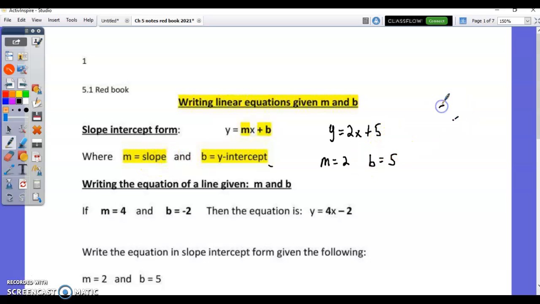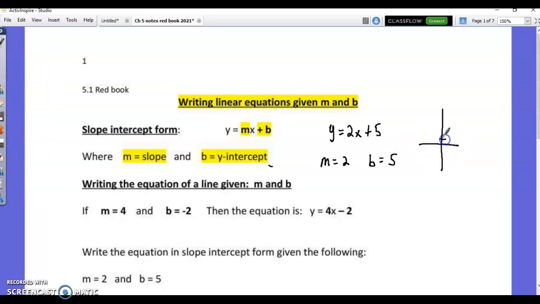So you would plot your point at your y-intercept, and then you would do what your slope is. So for example, on this particular equation, you would start at 5, 1, 2, 3, 4, 5. You'd put a dot on the y-axis, and your slope is 2, and 2 over 1 would be the fraction version. So you would go up 2, to the right 1, and draw your line.